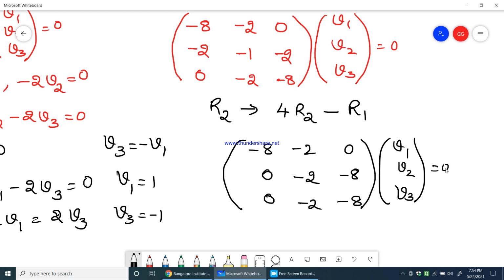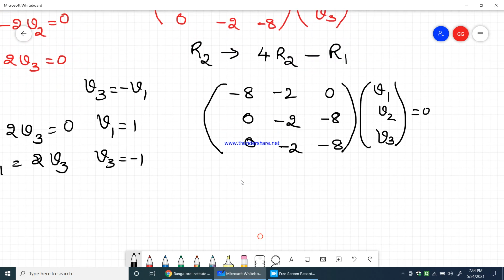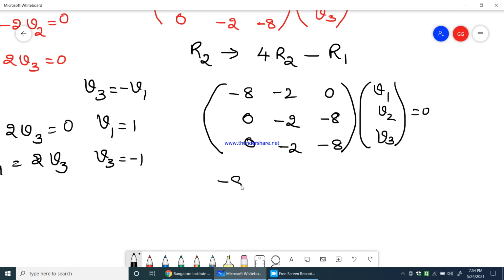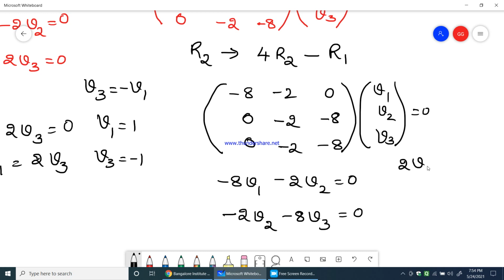So therefore here we get two equations, which are minus 8 times V1 minus 2 times V2 equals 0, whereas minus 2 times V2 minus 8 times V3 equals 0. So these are the two equations which we get. So therefore 2V2 equals minus 8V1. Similarly here also 2V2 equals minus 8V3.